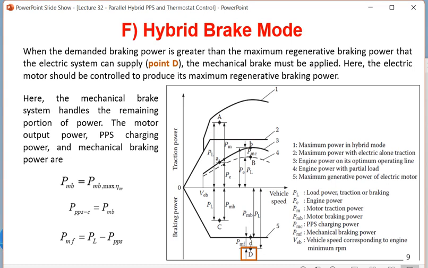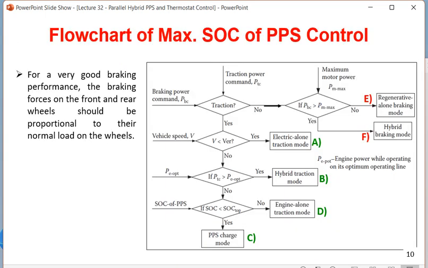Next we are going to see the flow chart for max SOC of PPS control. Here you are finding the green lines. These are the 4 modes, A, B, C, D, they are actually traction, and E and F are called braking. Now whatever we have seen so far, all the 6 modes together, we can explain by means of this single flow chart. How to do that? Let us see that now.